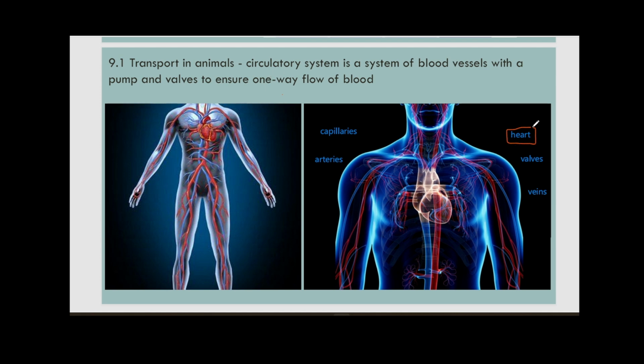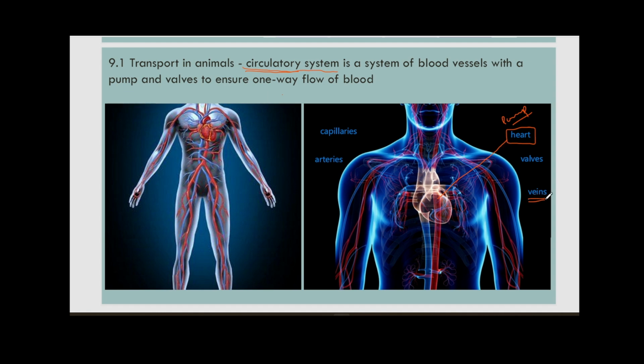So first of all, heart is the major organ which forms a part of the circulatory system. And as the name suggests, the function of the circulatory system is to transport substances from one part of the body to another part. So heart is the major organ which acts as the pump. It provides pressure to the blood so that the blood keeps flowing.